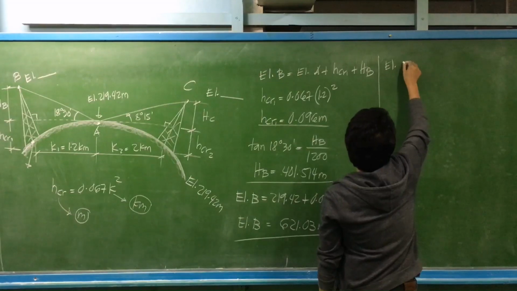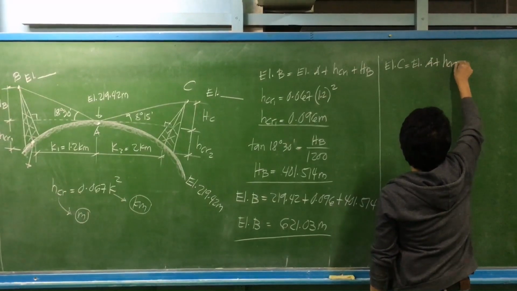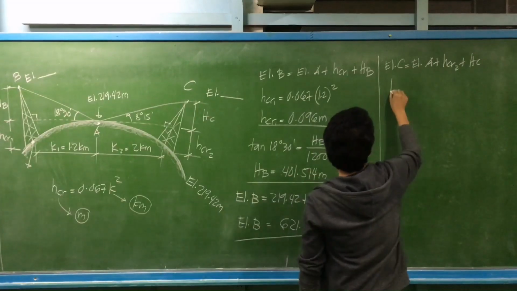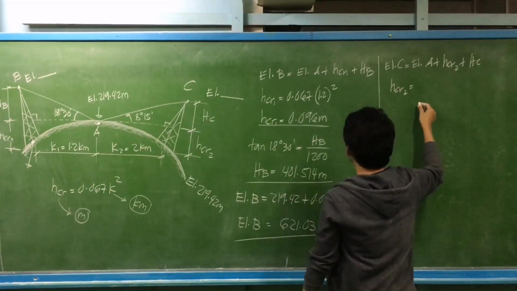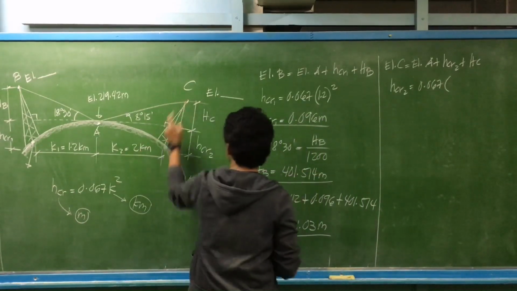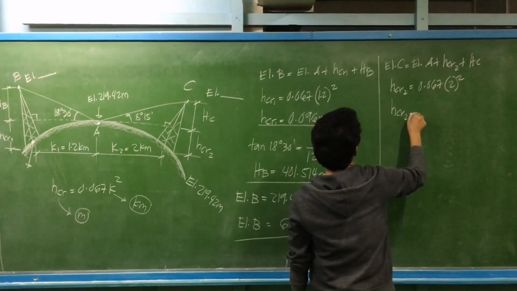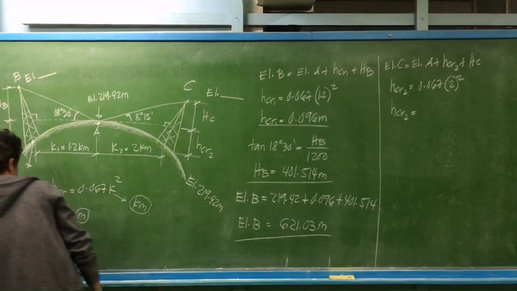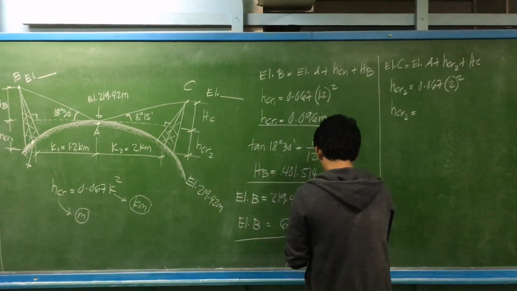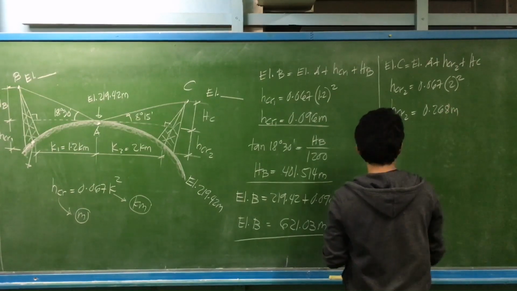Okay, 621.03. So, repeat lang the process for the elevation of point C. And we have the elevation of point C will be equal to elevation of A plus h sub CR number 2 plus height up to point C. So this is h sub CR number 2, that is equal to 0.067. What is the K towards point C? That is 2 kilometers. This is 2 squared. We have h sub CR number 2 is equal to 0.268 meters.